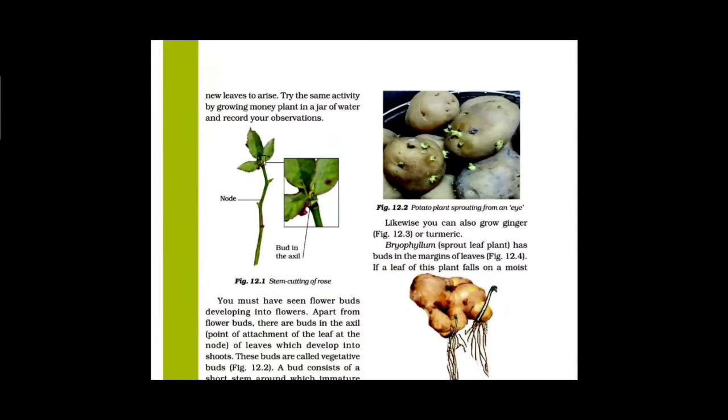You may do this activity at home. Cut the rose branch, bury the cutting into the soil and observe the node of the stem. Some branches arise. First one is a leaf. A small leaf arises from the branch.